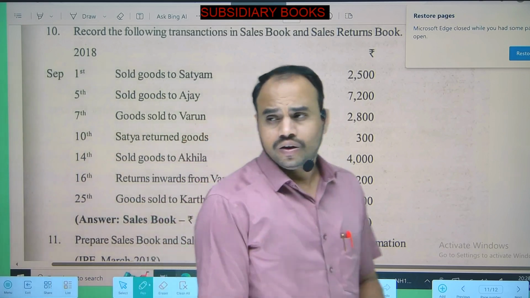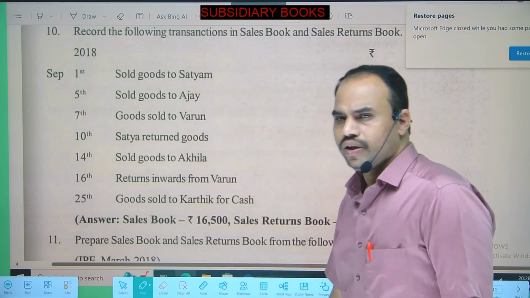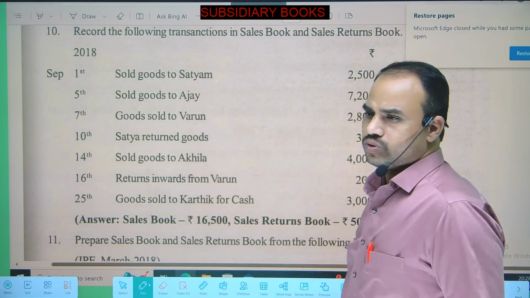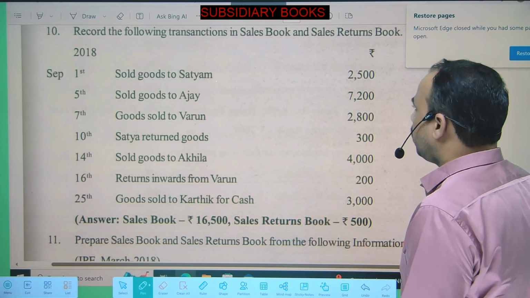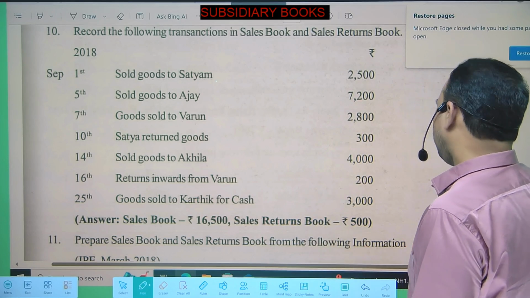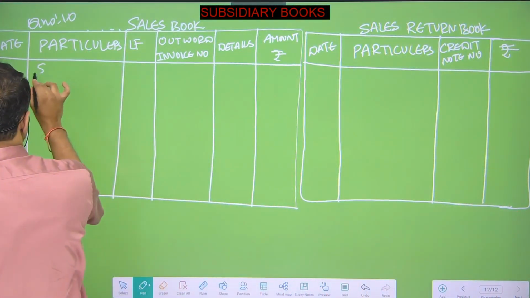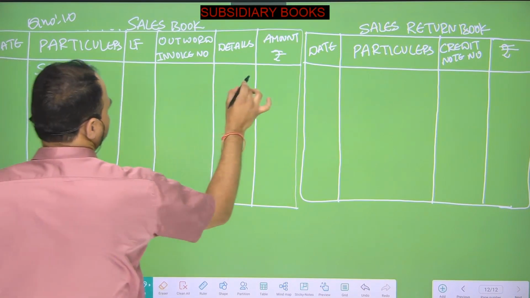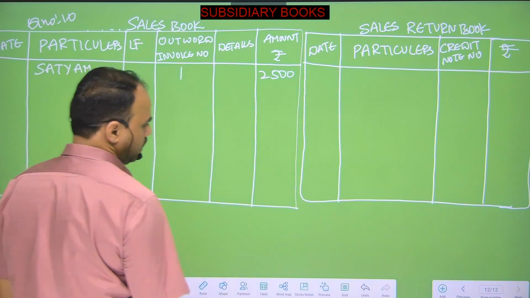Right. Now we will do question number 10 beta. So this is the question number 10. What is asking in question number 10? Sold goods to Satyam, amount 2500. So in sales book we have to write 2018 September 1st, Satyam 2500. So this is the sales book format. Satyam, amount 2500. Bill number is not given, so we have to write 1.